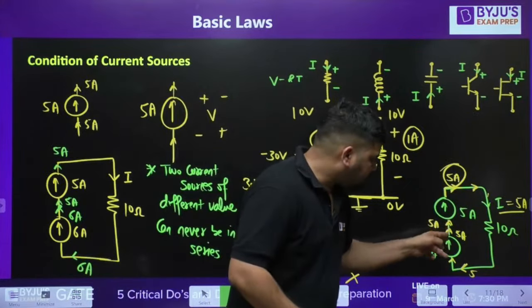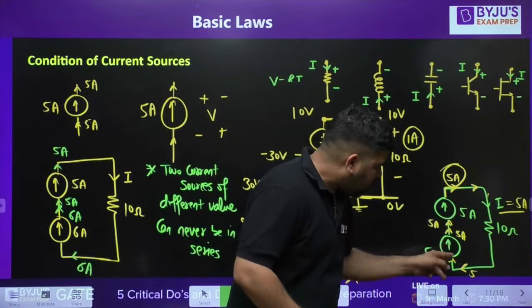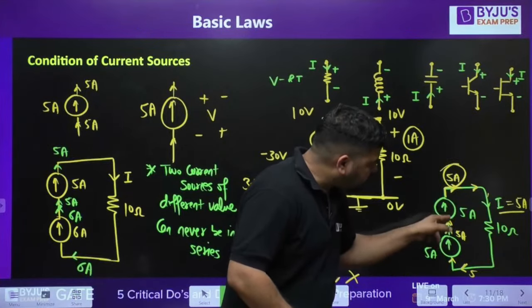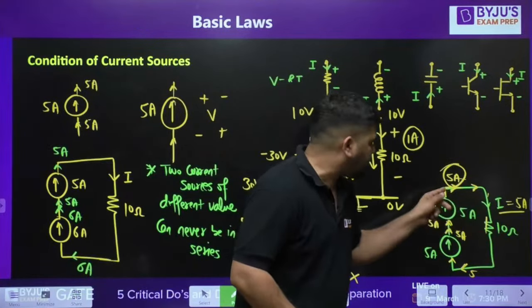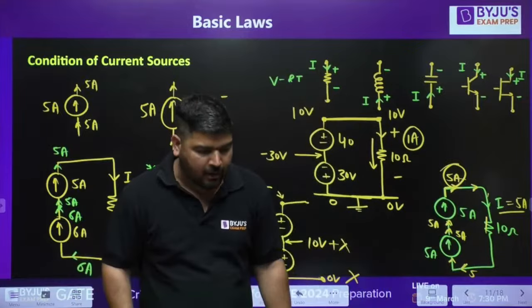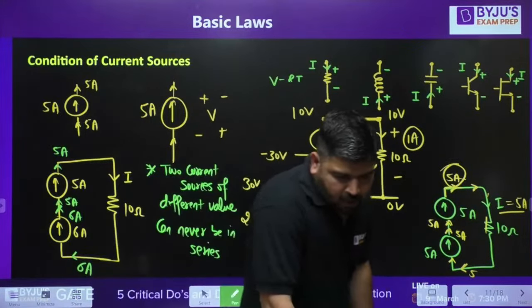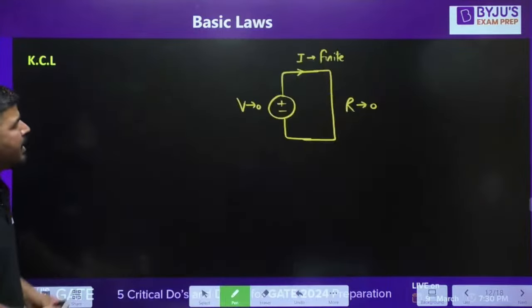If this is 5, this will accept 5. This will accept 5 from here. This will give 5. The upper current source will also accept 5 and it will give 5 ampere to this. So it means on this side only 5 ampere will flow. How can you take it 10 ampere? Okay, so I have given you the answer. I hope it is clear. Let's move ahead, guys.